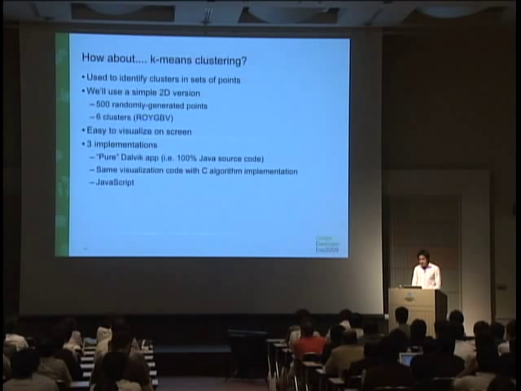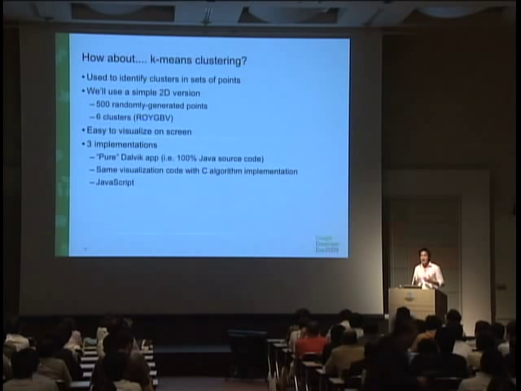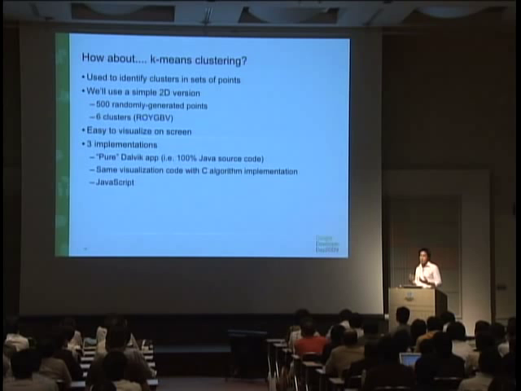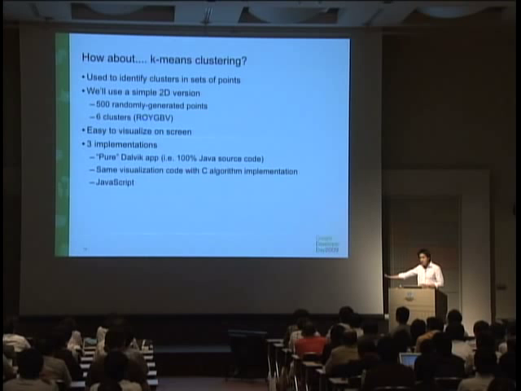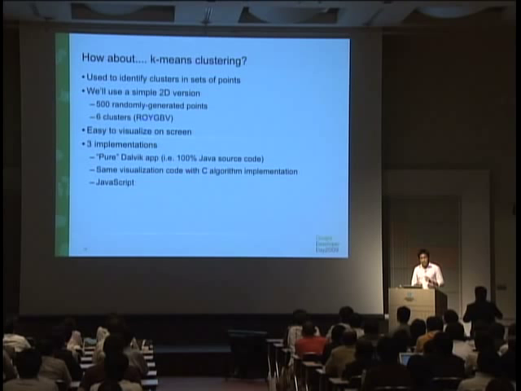So what we settled on in thinking about our example was an algorithm called k-means clustering. At a high level, what this algorithm does is it helps you identify clusters in a set of points. So it helps you figure out, okay, which points are kind of related. We'll do a simple one where we'll take maybe 500 randomly generated points and we'll divide them up into six different groups, each labeled by a color. That way it'll be easy to see on the screen and we can do all three implementations, again in Dalvik using 100% Java source code. We'll implement that same algorithm in C to get our native code implementation. And then we'll do it again in JavaScript.